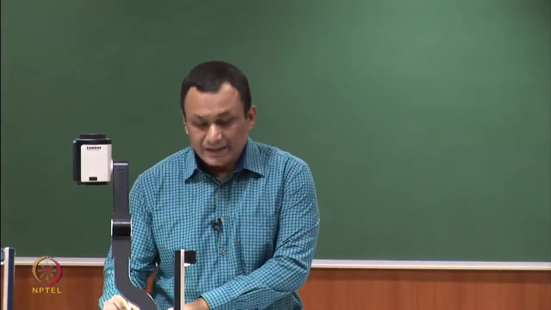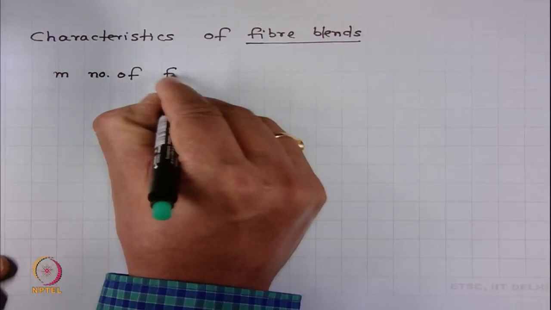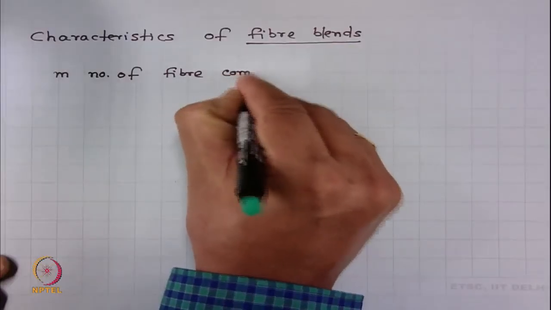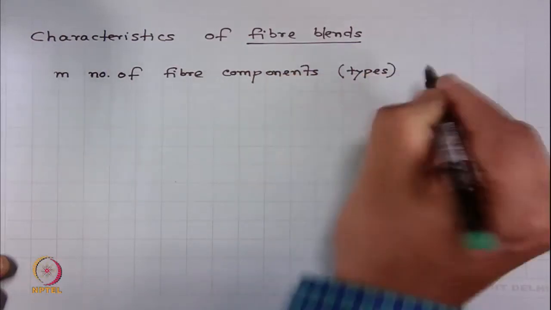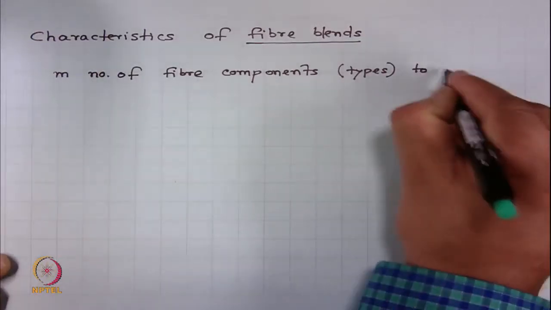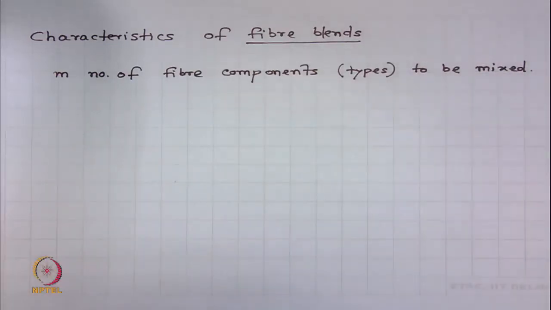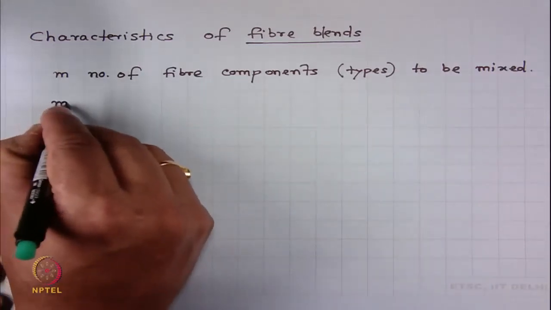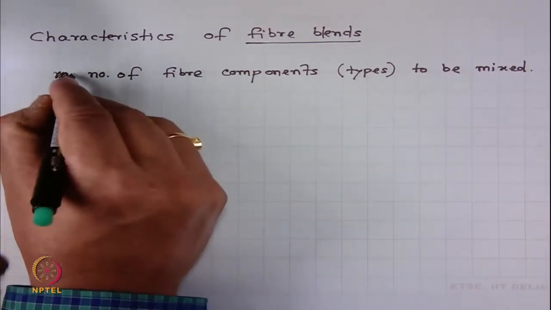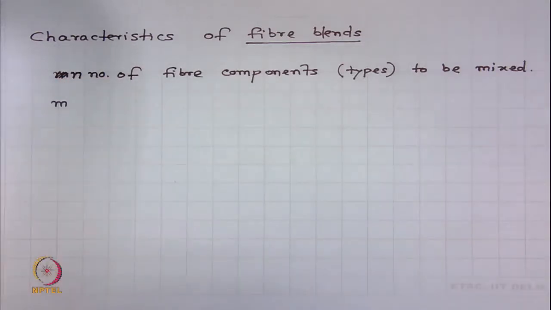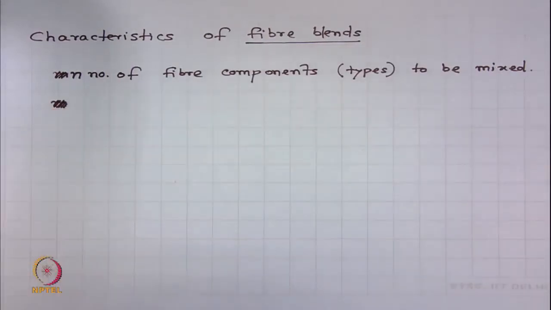Let us consider that there are n number of fiber components or types to be mixed. It is a very general situation.